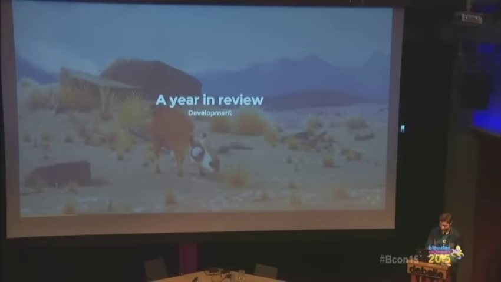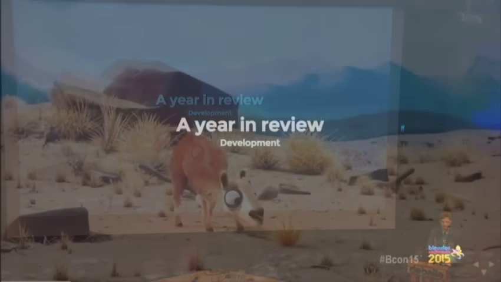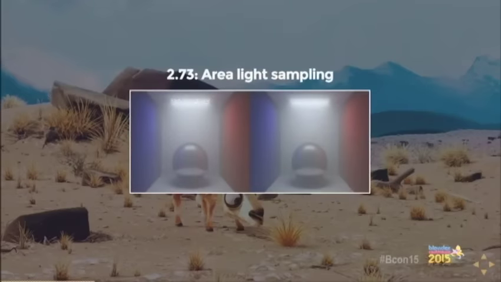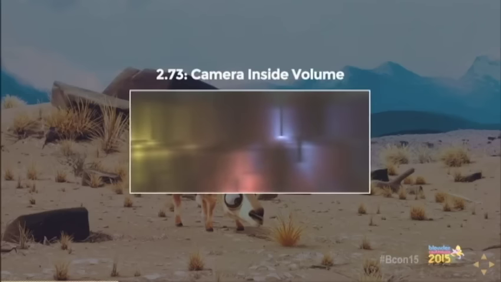Okay, so let's talk a bit about the past year since last year's Blender Conference. Development-wise, we had four releases, I think, starting with 2.73, which was in January. So we had improved area light sampling, which you can see pretty well here. Especially inside of volumetrics, there is much less noise. And also when you have an area light which is close to a surface, you have better quality and less noise there.